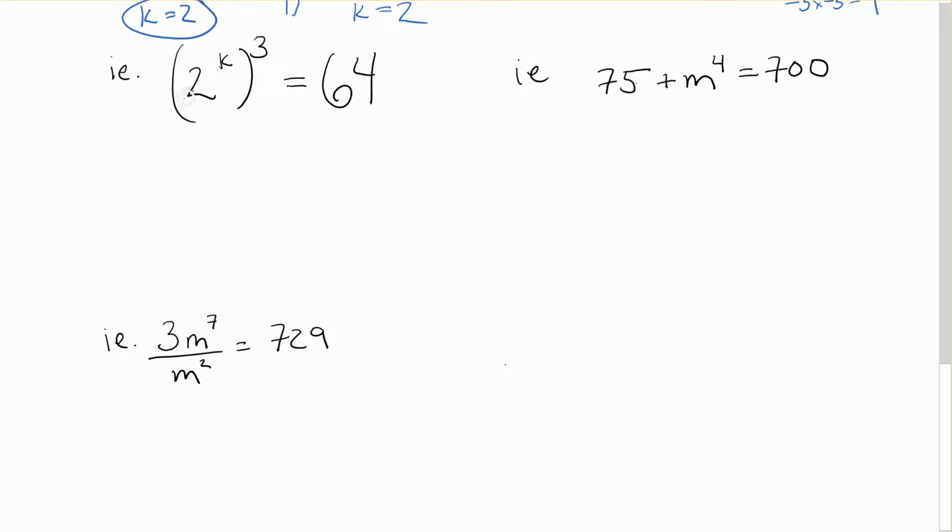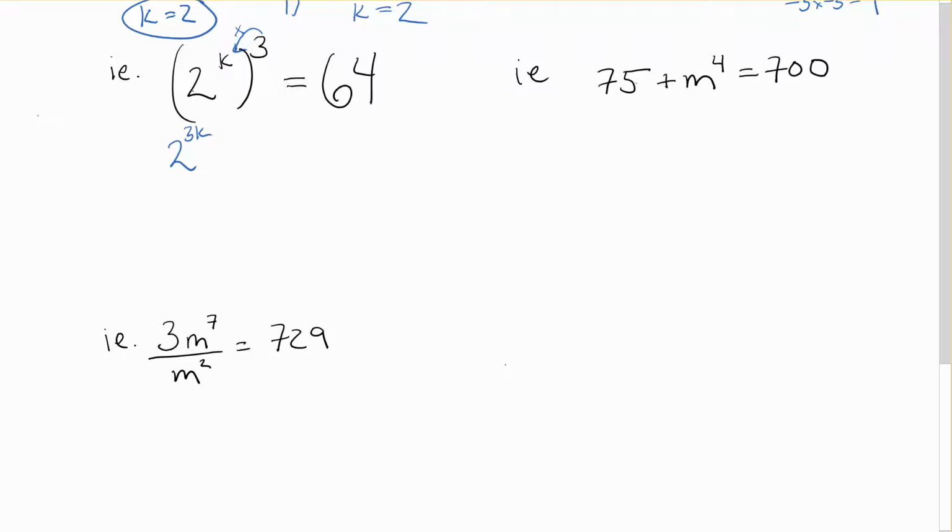Third example here: bracket 2 to the power of k, in brackets, to the power of 3 is equal to 64. Use your exponent rules. If you've got a power outside of a bracket, what do we need to do? We need to put that exponent onto the exponents inside. So this is going to become 2 to the power of 3k.